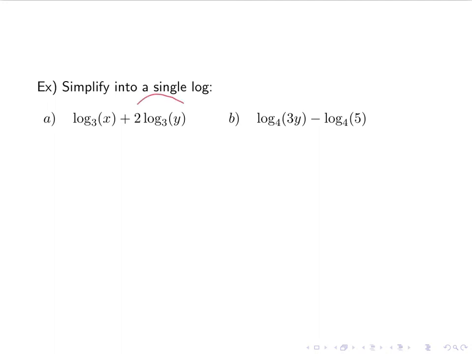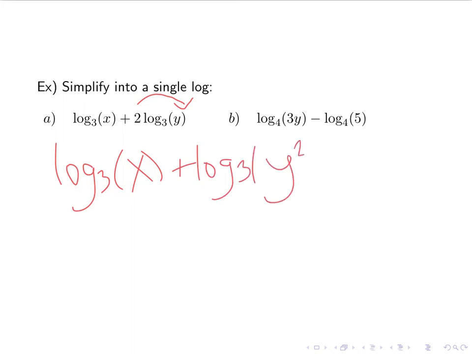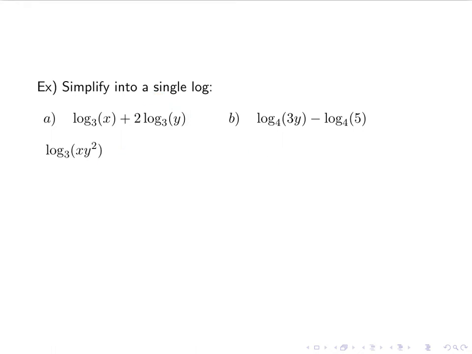So I'm going to bring 2 in as an exponent, and that's going to give me log base 3 of x plus log base 3 of y squared. Now I can add the logs, and when I add my logs, I'm going to multiply. So I'm going to multiply x by y squared, and I get log base 3 of xy squared.